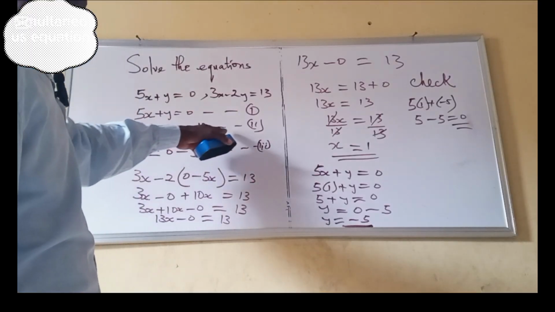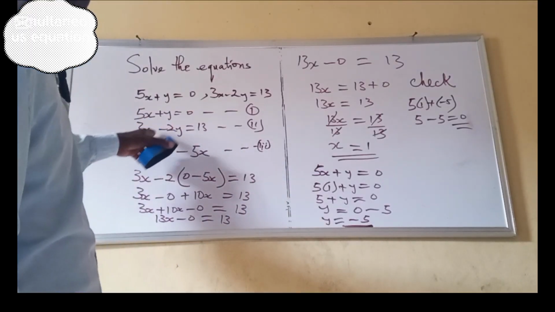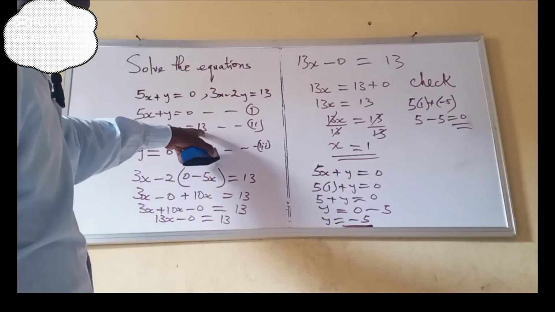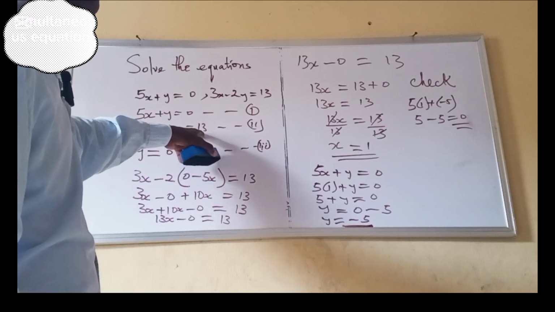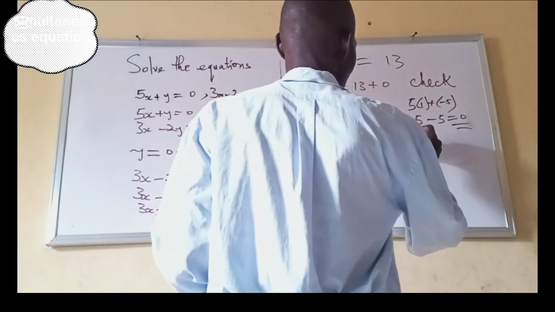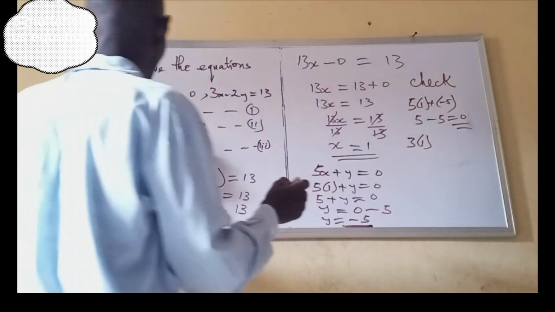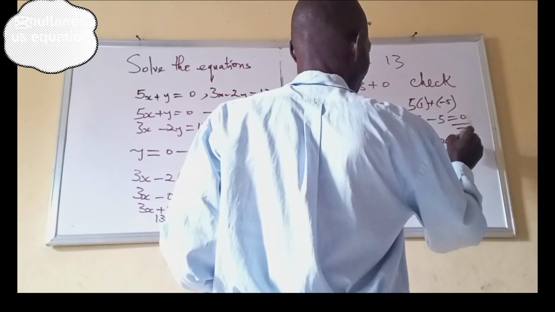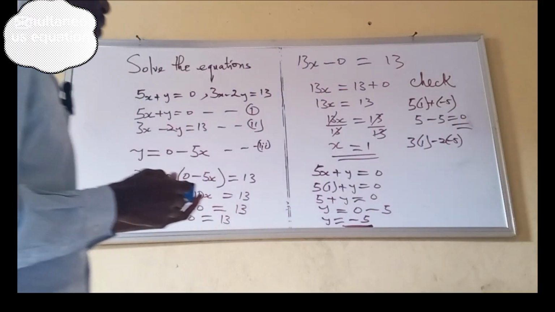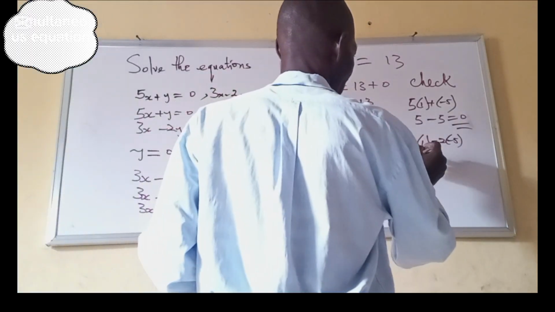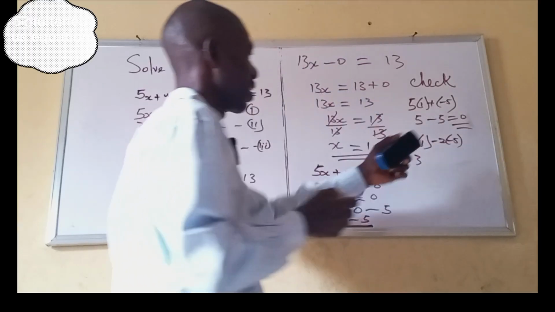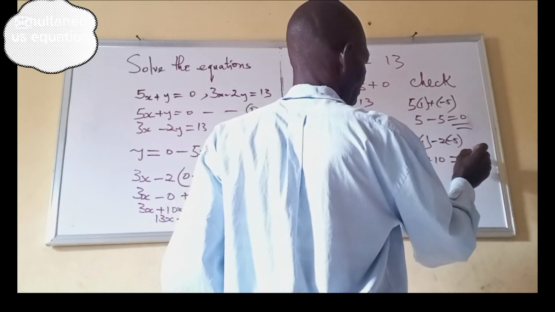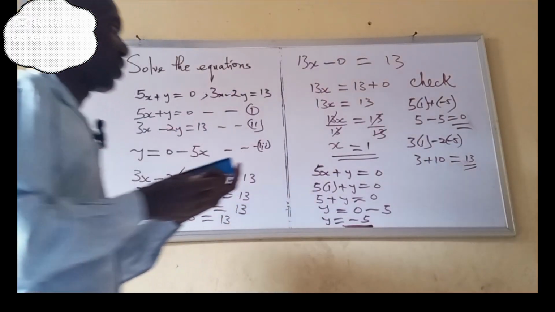Then for the second equation, which is 3x minus 2y is equal to 13, we are going to check if we get this 13 as the answer. So that is 3 times 1 minus 2 times minus 5. So you have 3 times 1, that is 3. Minus 2 times minus 5, that is plus 10. So that is equal to 13. So we are very correct.